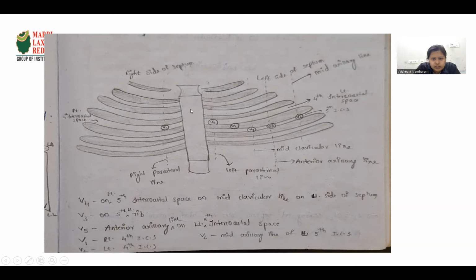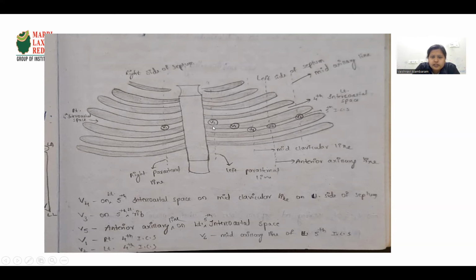So this is your sternum. You are moving towards the left side. Here V2 you are placing on the left parasternal line. So here it is the right side, this one is the left side, on the same intercostal space, that is the fourth intercostal space towards the left, you are placing your V2. And before placing V3, you have to place your V4. So V4 is placed, that is also on the left side, moving down, that is the fifth intercostal space. You are placing your V4 on the mid clavicular line.